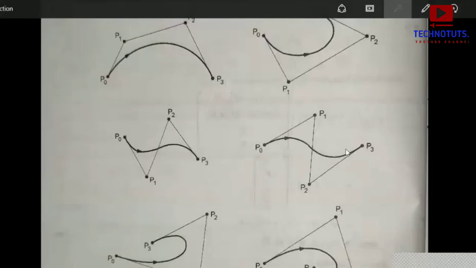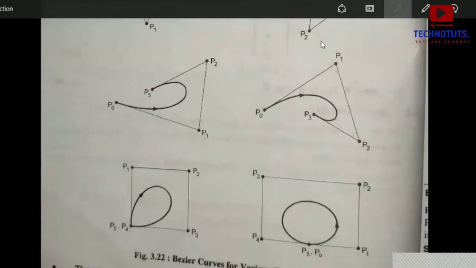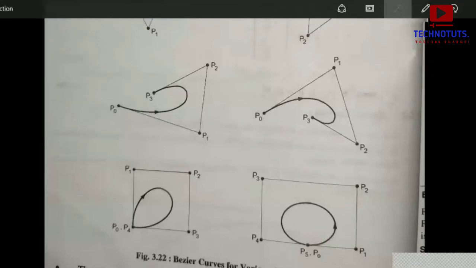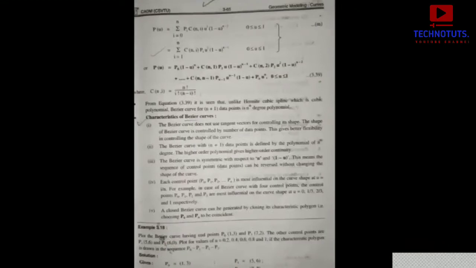Here also P0 and P3 are the endpoints on the curve, and P1 and P2 are the control points for this curvature. Similarly, this is also a parallel curve, this is also another curve. P1 and P2 are the control points for controlling the curve. Okay. See, these are the examples. These are various control points and curvatures of desire curves.